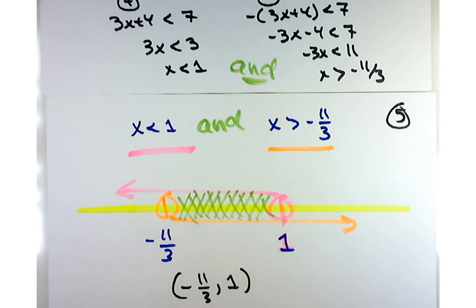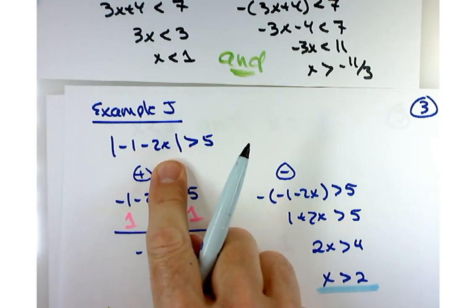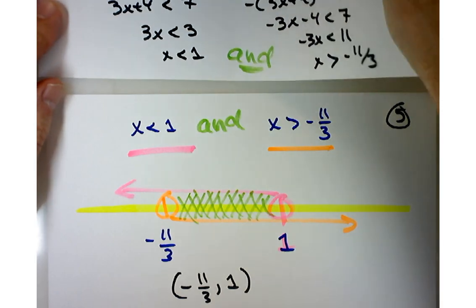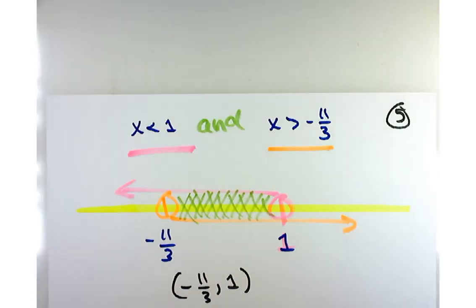So the reason I teach it this way is because now you're doing the same thing for the absolute value greater than case, the absolute value less than case, and the absolute value equal to case. So there's 3 different types of problems you can solve doing the same thing.